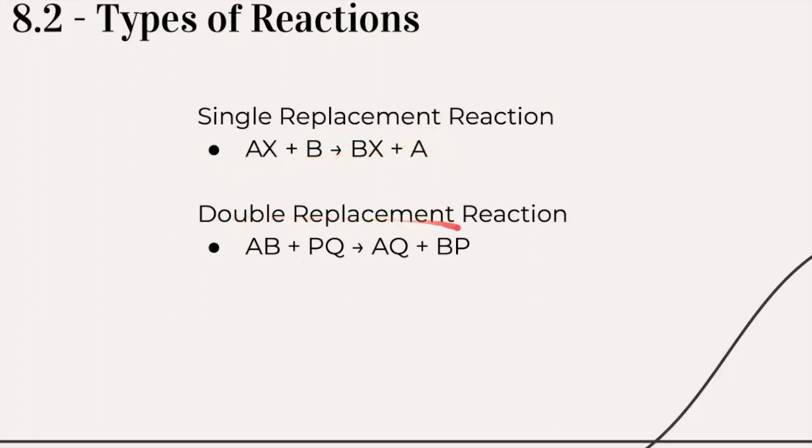So sad. Double replacement reaction. This is kind of like a partner swap. So AB plus PQ, and then A pairs up with Q instead, and B pairs up with P instead. So it's just switching partners.